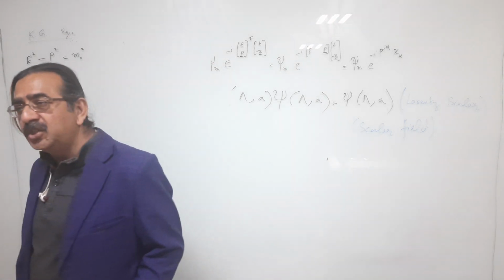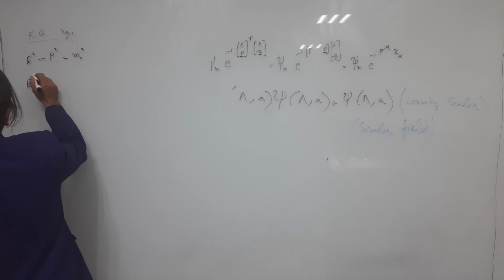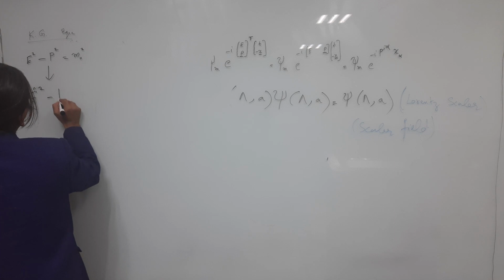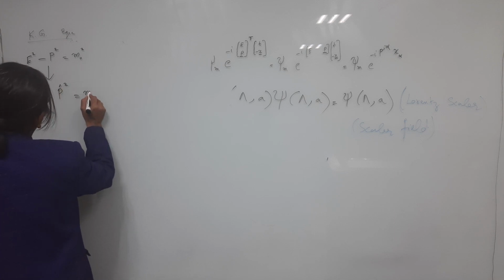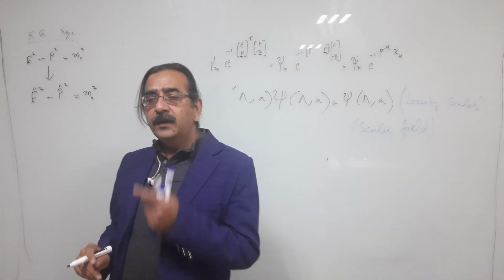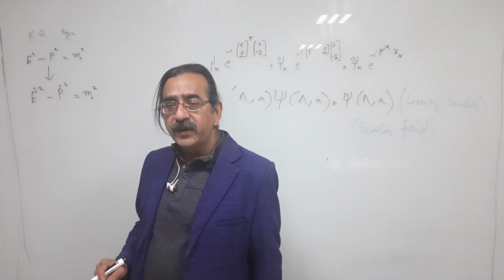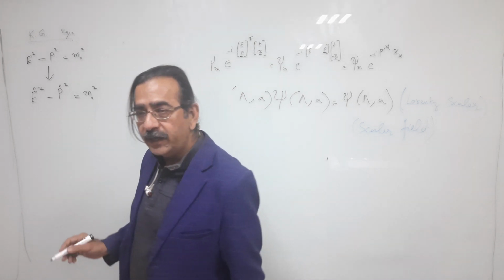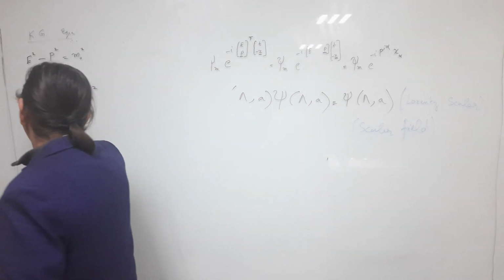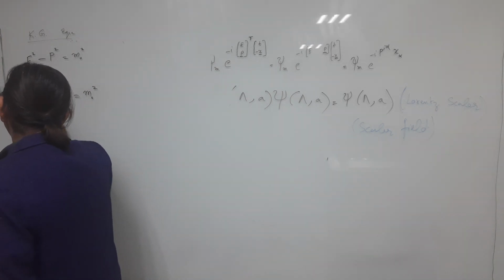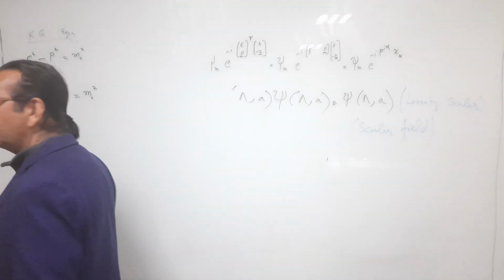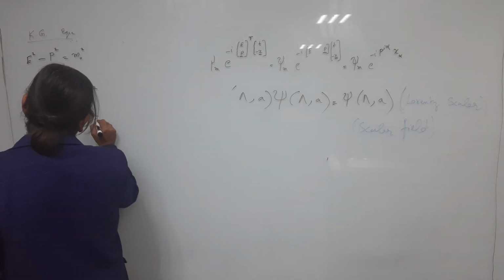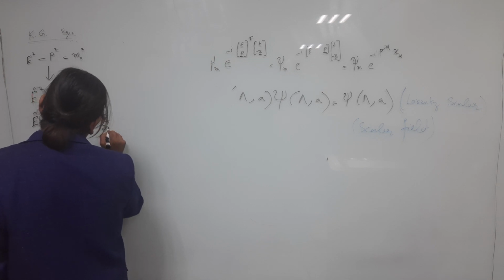According to canonical quantization, when we quantize it, this will become E operator square minus P operator square, that will be M naught square after quantization. And from canonical quantization, QM1, E operator is equal to iota partial over partial t, and P operator is equal to minus iota partial over partial x.